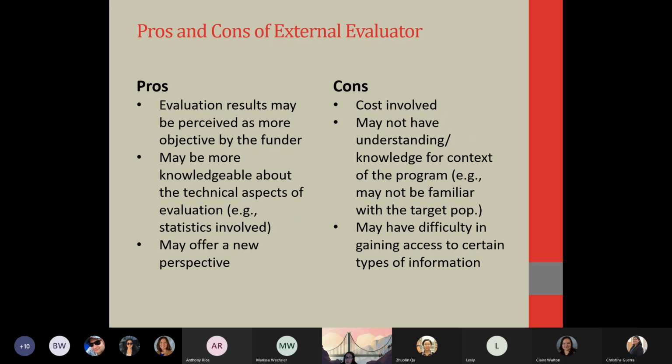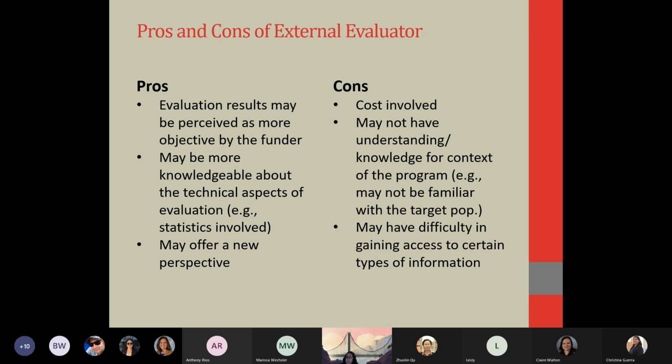Okay, now in terms of hiring an external evaluator, they're often perceived as more objective by the funder or funding agency, and sometimes they're required. Sometimes the funding agency will state that they highly recommend an external evaluator, in which case you should hire an external evaluator. Often, as mentioned before, they're more knowledgeable about technical aspects of the evaluation. So something like repeated ANOVA, regression analysis, structural equation modeling. They know all these advanced multivariate statistics. Also, they may offer a new perspective. So that would be another reason why to use an external evaluator.